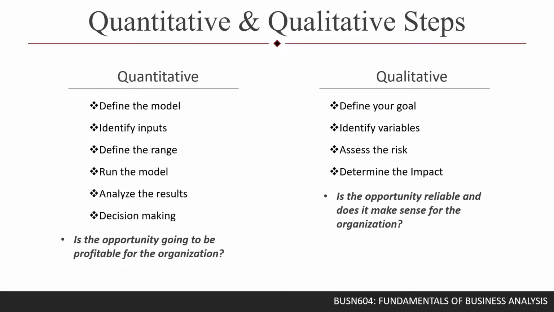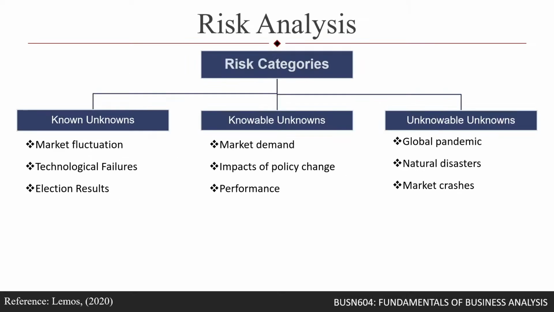The qualitative steps are defining your goal, identifying qualitative variables, assessing the risk, and then determining the impact. A good question I ask here is: is the opportunity reliable, and does it make sense for the organization? After that, we'll be able to analyze risk in relation to capital budgeting.